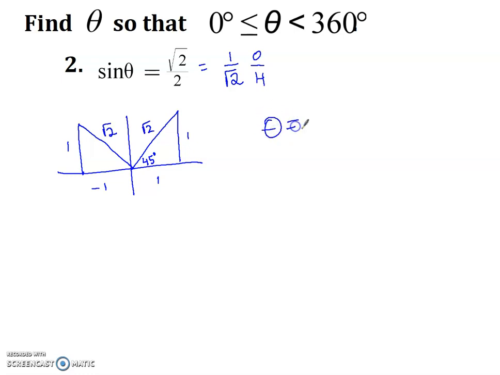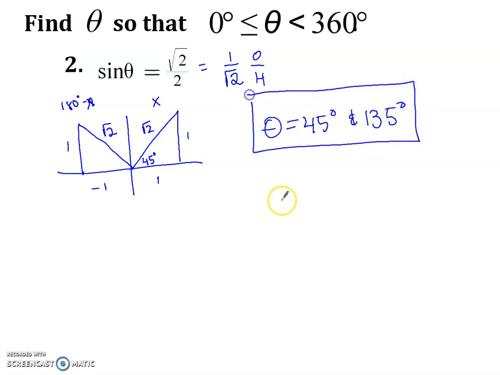So our angle measure in the first quadrant is just going to be 45 degrees. When you're in quadrant 1, it's just whatever your reference angle is. In quadrant 2, we're going to subtract, 180 minus our reference angle, because we are 45 degrees short of 180. So that second angle measure will be 135 degrees.